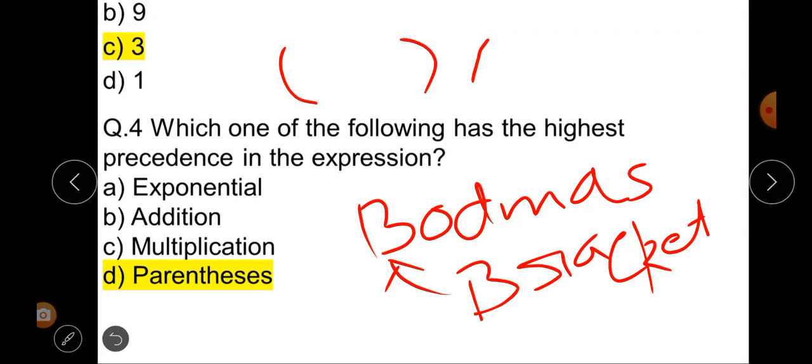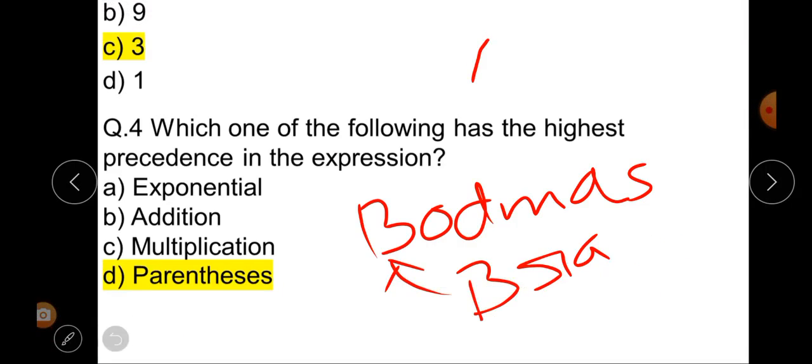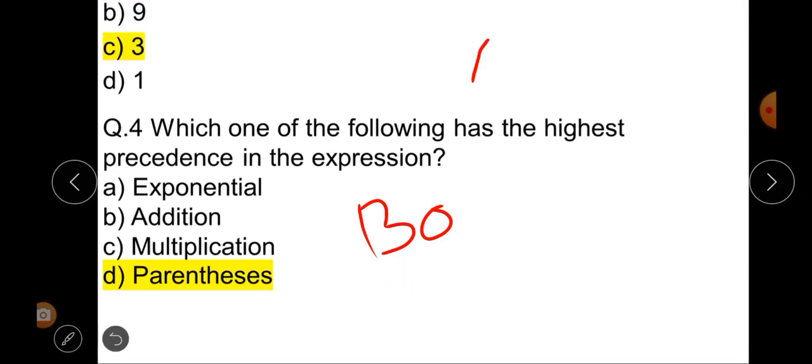After that, the second priority is exponential among these options. So first is parenthesis, second is exponential, and addition and multiplication both have the same priority, the same precedence. Here the question asks which one of the following has the highest precedence in the expression. Parenthesis has the highest precedence in this expression. So our answer is D. D is the answer. Parenthesis has the highest precedence.